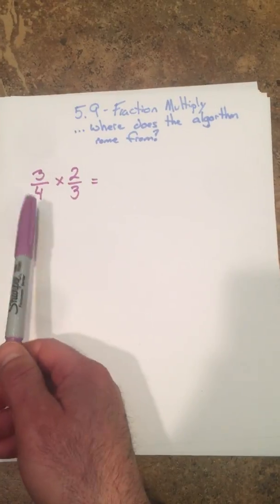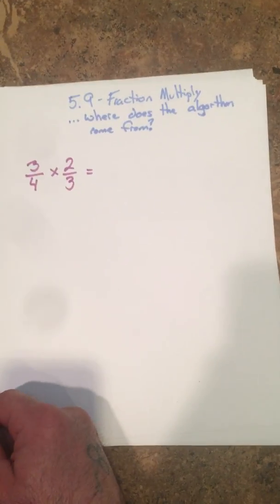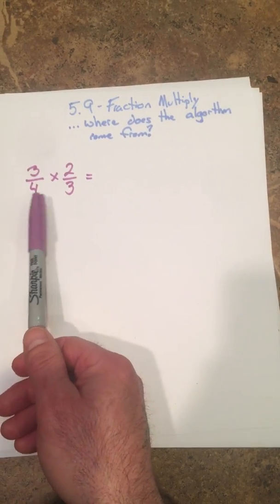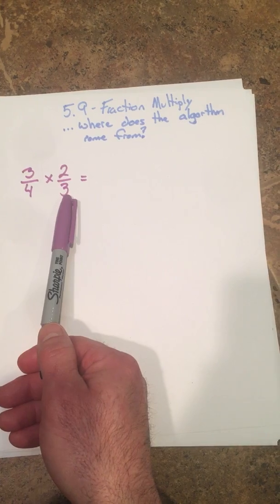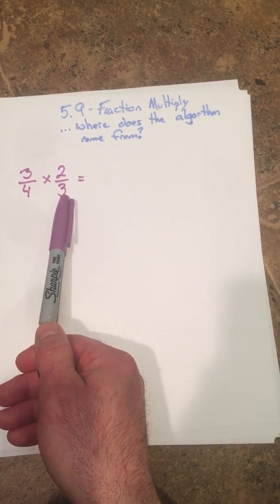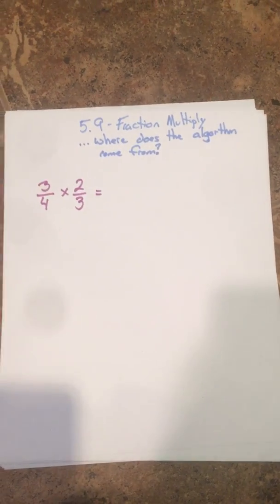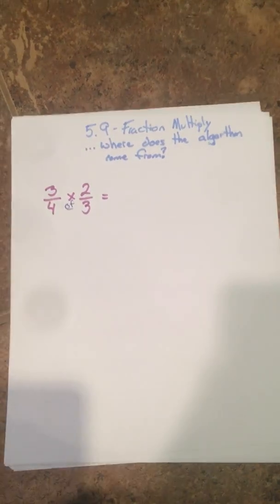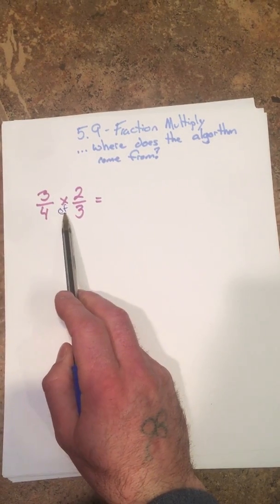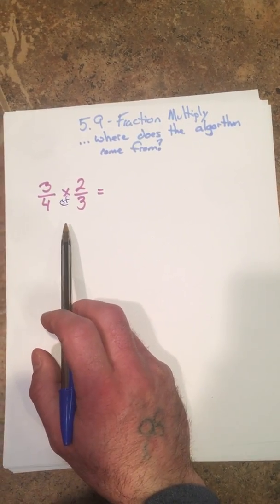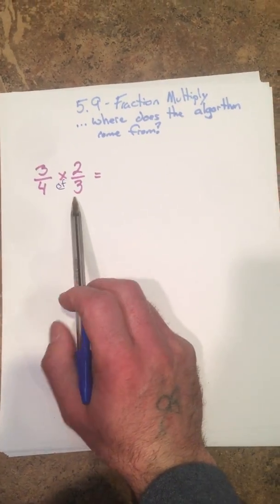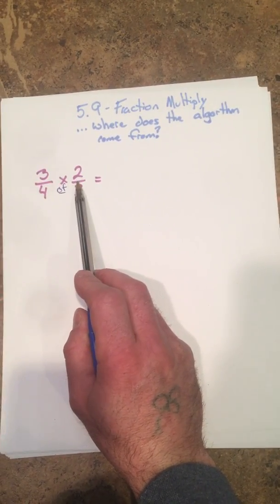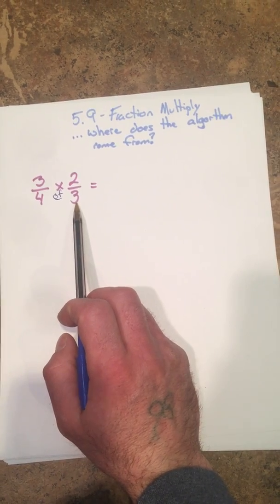When you look at a problem like this, I want you to say to yourself, 3/4 is not a whole thing, it's a part. And 2/3 is the same. It's also a part. The word multiply can be substituted for the word "of." So really, we have a part of a part. For that reason, I can think logically and say, since I have a part of 2/3, my answer should be a number less than 2/3.